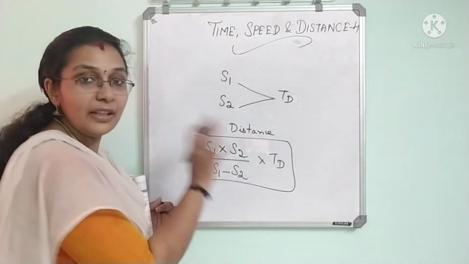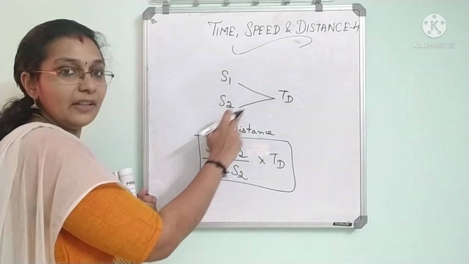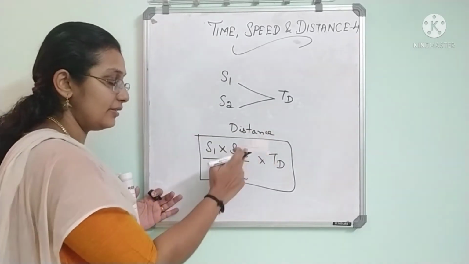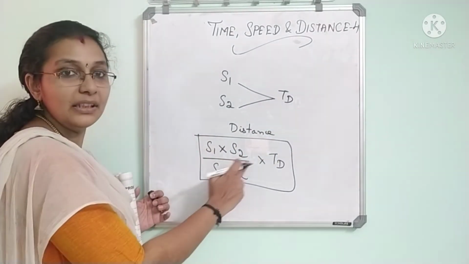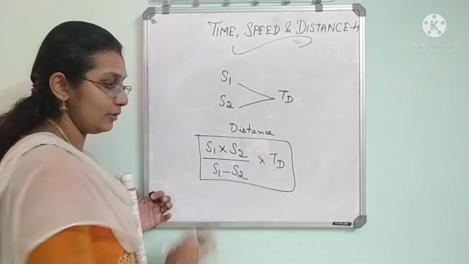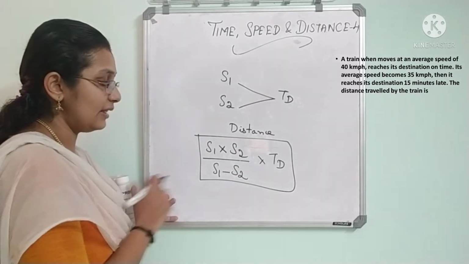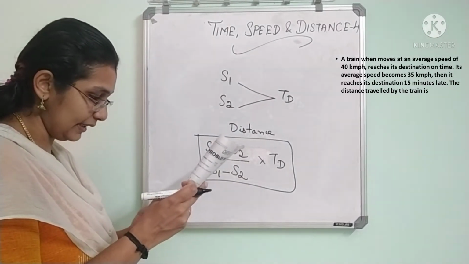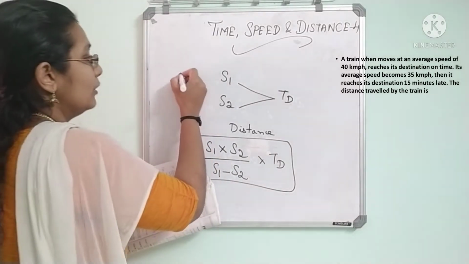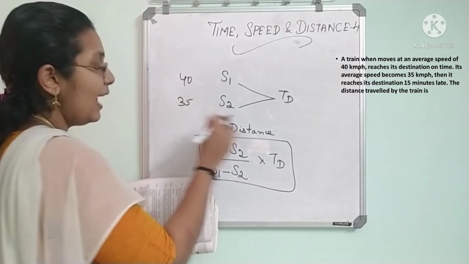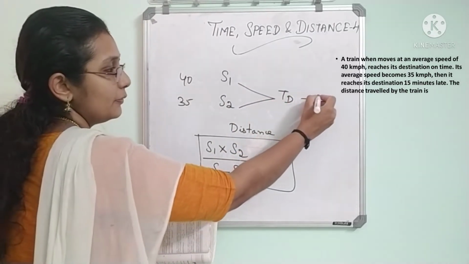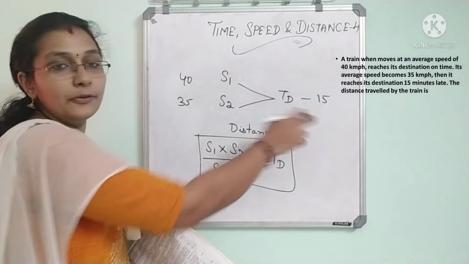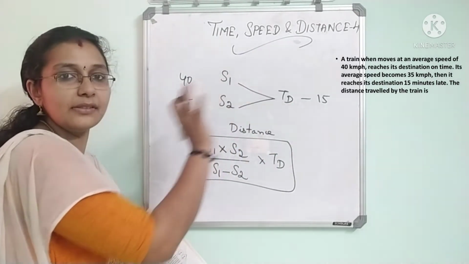See, only when this condition is given, two speeds are given and there is a time difference between these two speeds, and they ask us to find the distance, then you can go with the formula s1 into s2 divided by s1 minus s2 into time difference. So for the above question, s1 means the biggest number. S1 is 40 kilometer, and S2 is 35, and the time difference between these two is 15. Correct? First it reached in time, and second it was 15 minutes late. Right? So there is a time difference of 15.